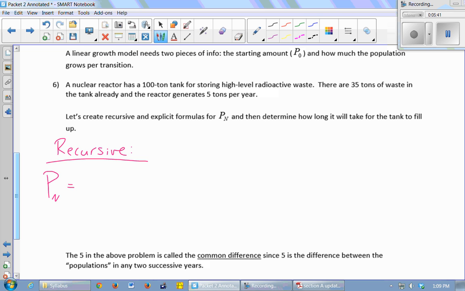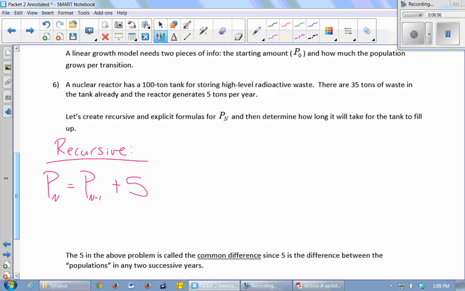So recursive means that you can use previous numbers in the sequence, right? Like, if I want to know how much waste is in this tank in any given year, if I know how much was in it last year, how do I figure out how much is in it this year? Add the new 5 tons. Add 5 new tons, yeah. So I just take however much was in there last year, which we denote P sub n minus 1, and add 5.